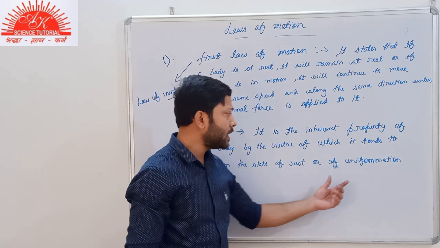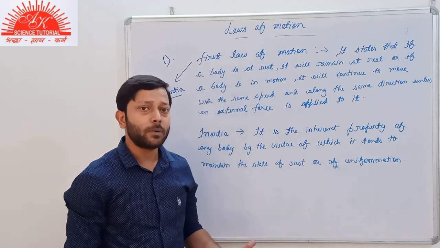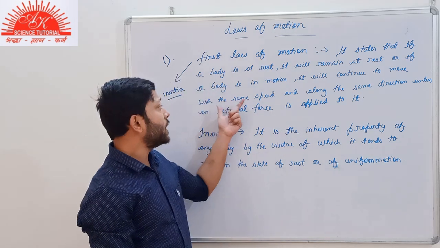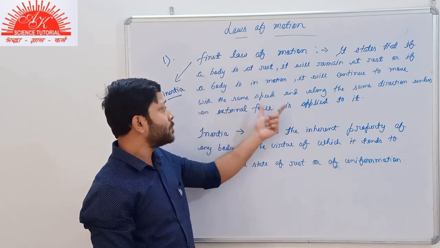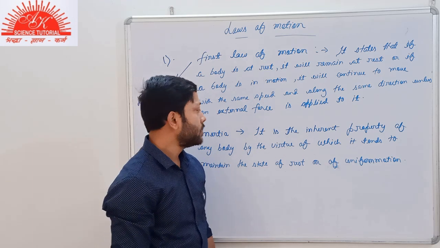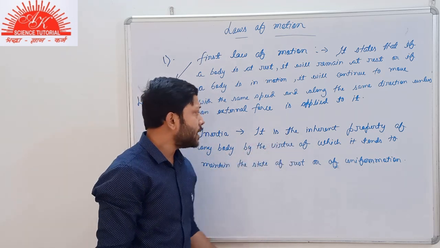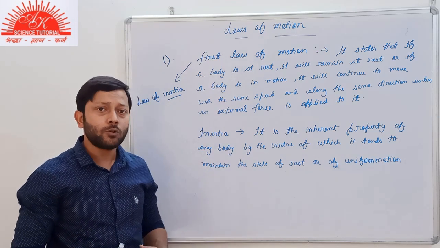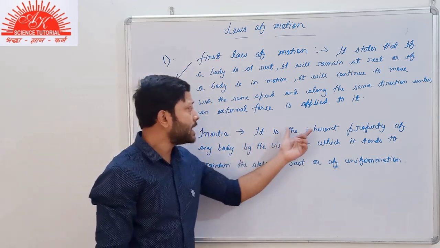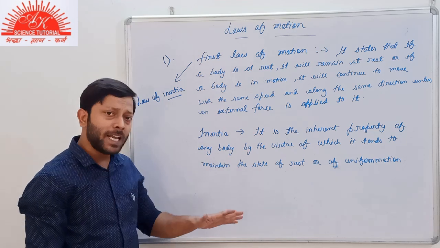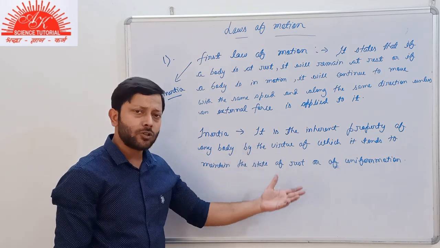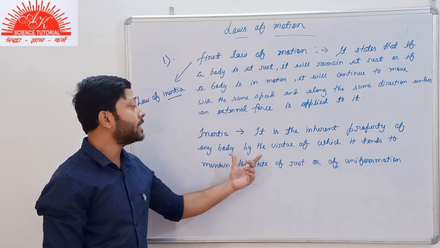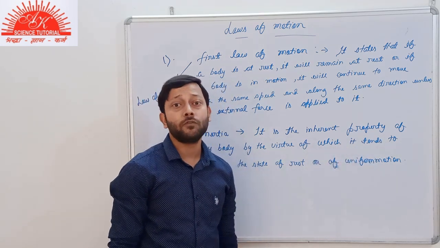I think it must be clear to you. Earlier, in the last chapter, you got to know about uniform motion, uniform speed. It means that the body is moving with the same speed along the same direction. So what is inertia? It is the inherent property. Inherent means of its own, possessed by the body. It is the inherent property of any body, by the virtue of which it tends to maintain the state of rest or of uniform motion.